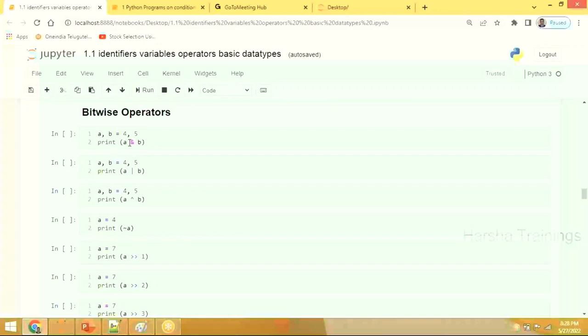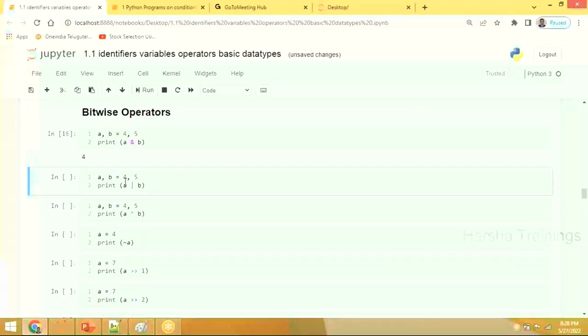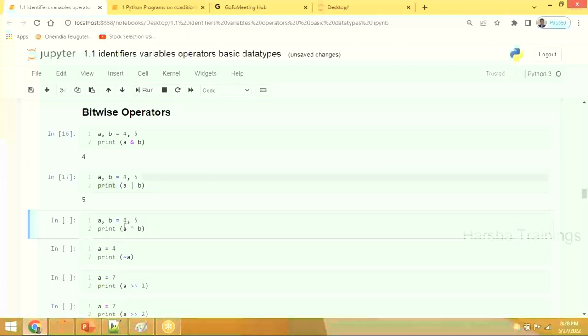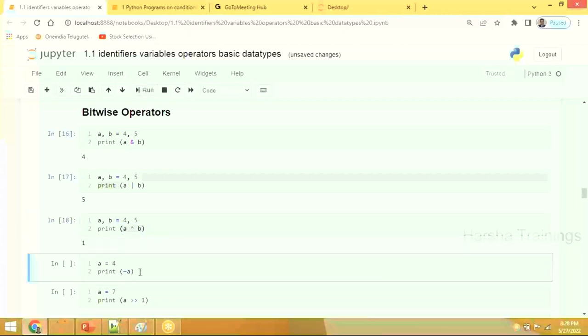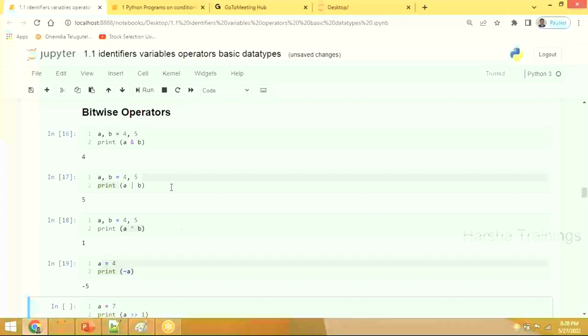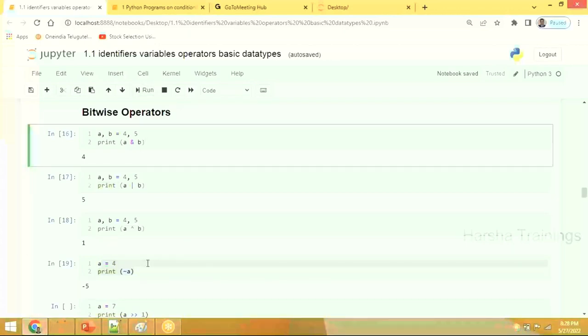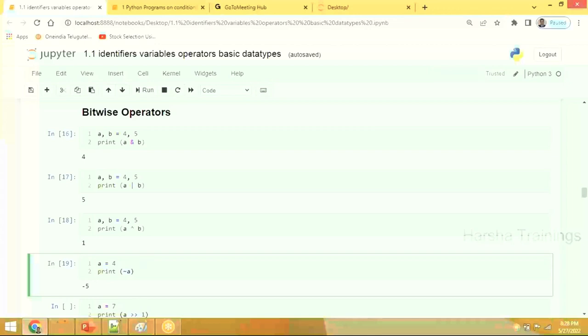Look at here, A and B, answer is 4. A or B, answer is 5. A XOR B, answer is 1. Then NOT of A, answer is minus 5. Clear till now?